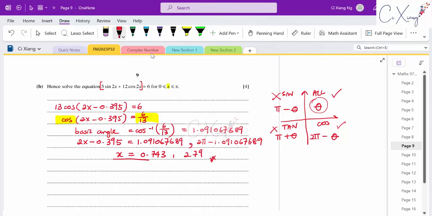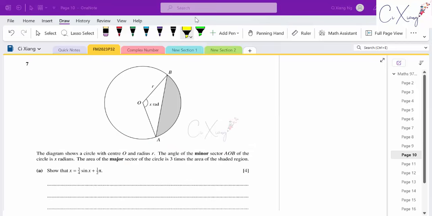Okay, so this is the final answer where I already added 0.395 to every single answer on the right and also divided by 2 after I add the 0.395. Okay, so if you didn't do any careless mistake, by right, this is the correct answer. Okay, so this is how we solve question number 6.